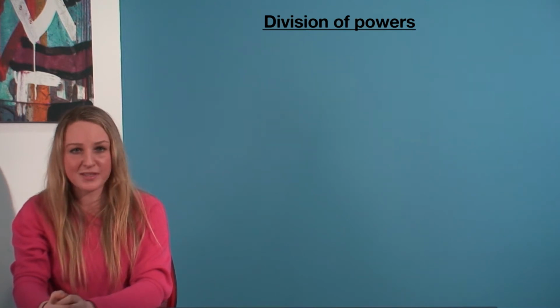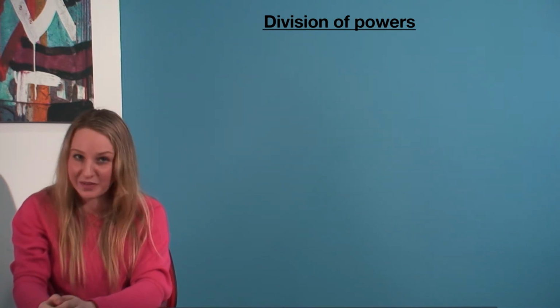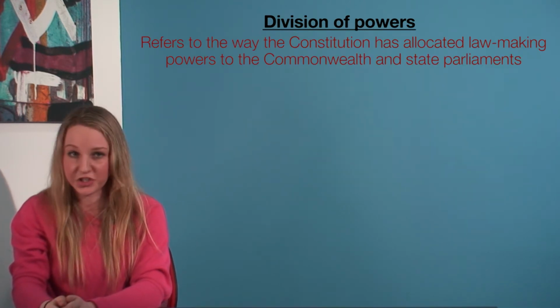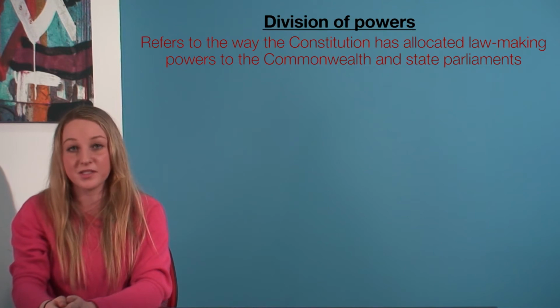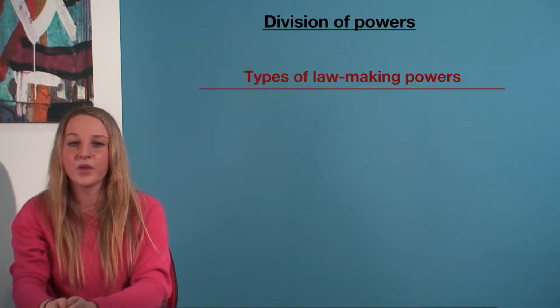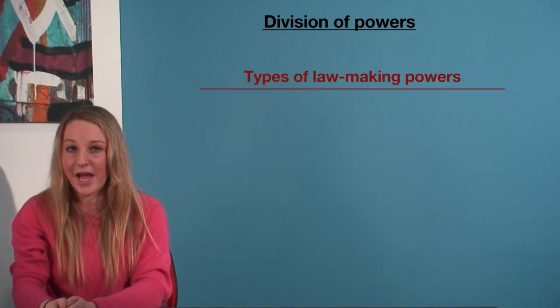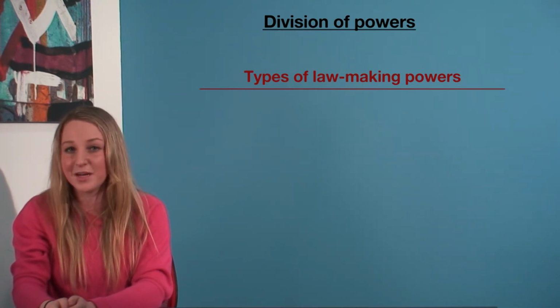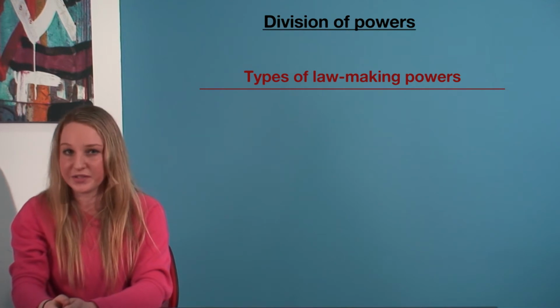First up, the division of powers and the separation of powers aren't the same thing, so don't get them confused. The division of powers refers to the way the Constitution has allocated lawmaking powers to the Commonwealth and state parliaments. There are 4 types of lawmaking powers within the division, and you need a good definition of each, as well as an example for each, to do well in this area of study.